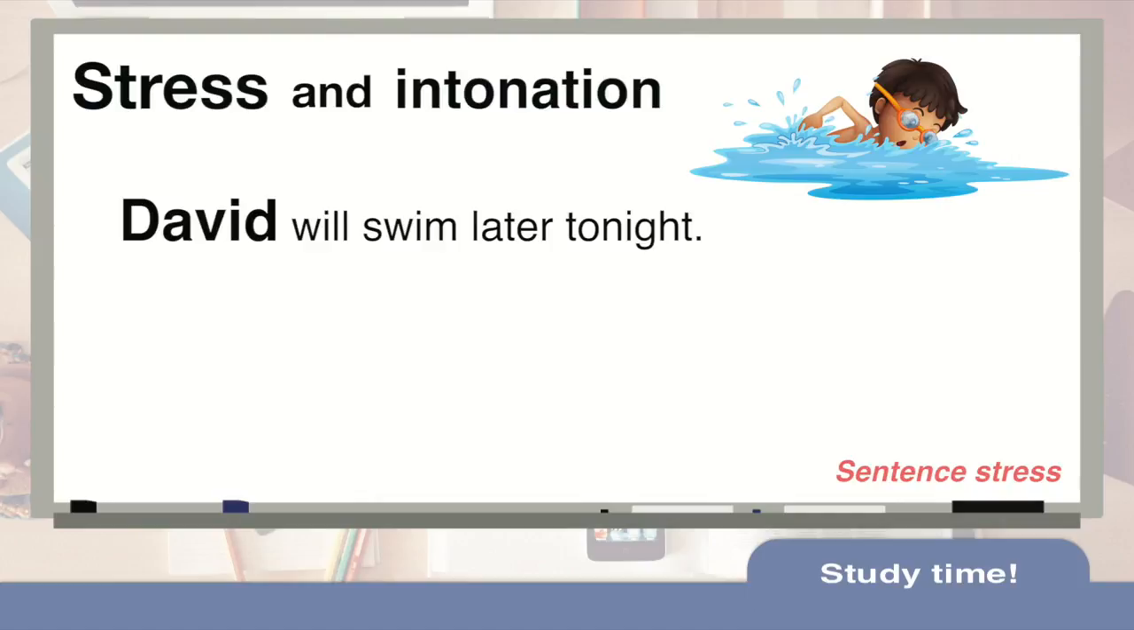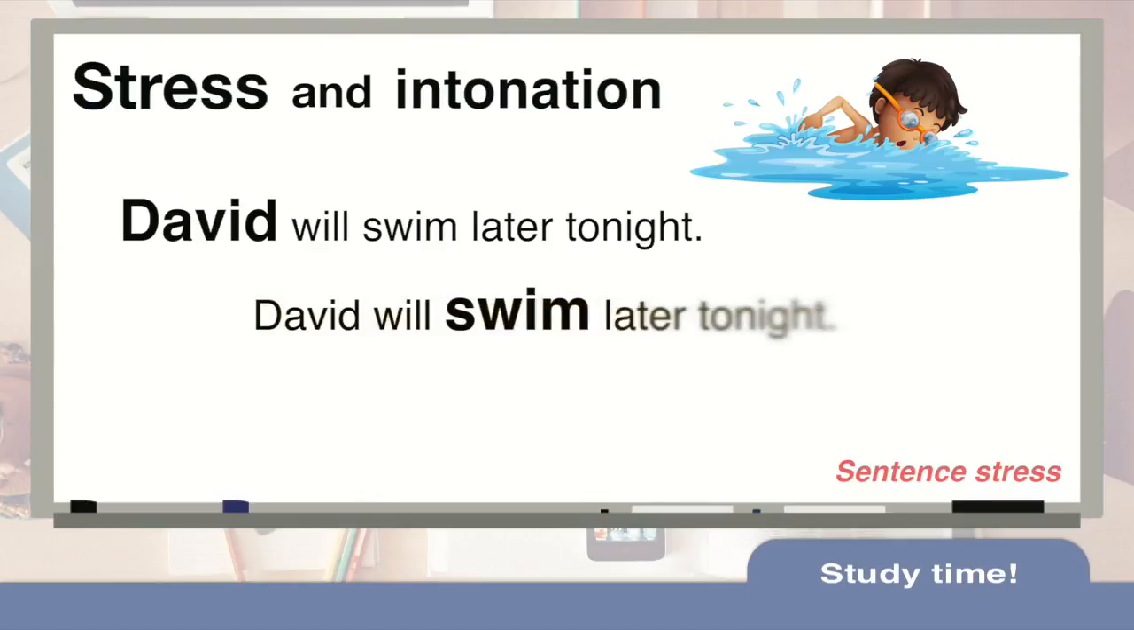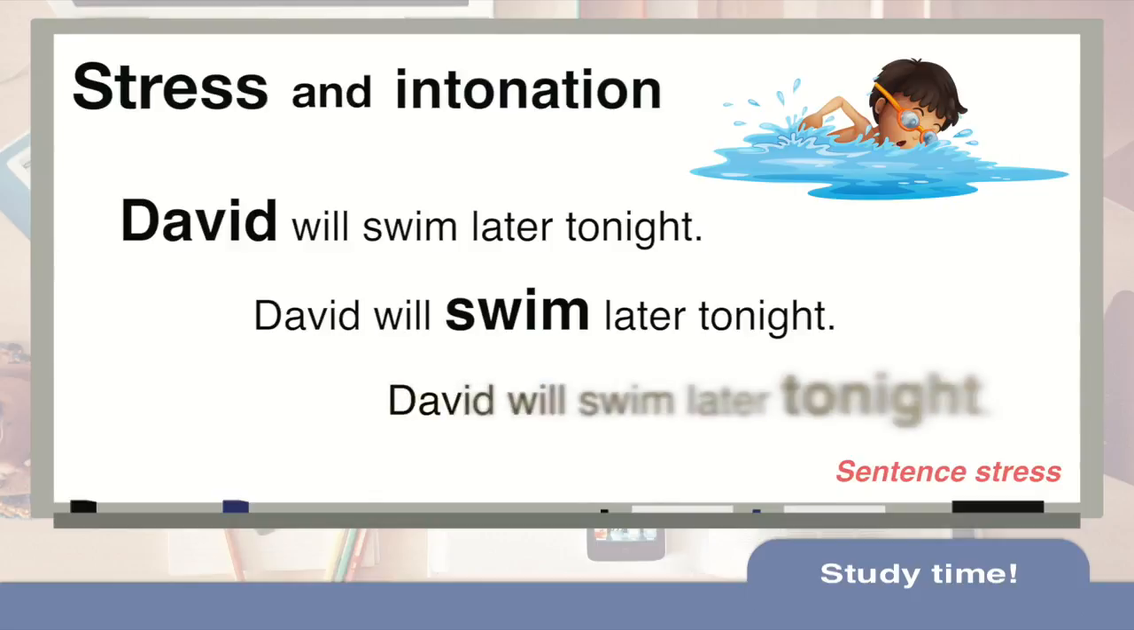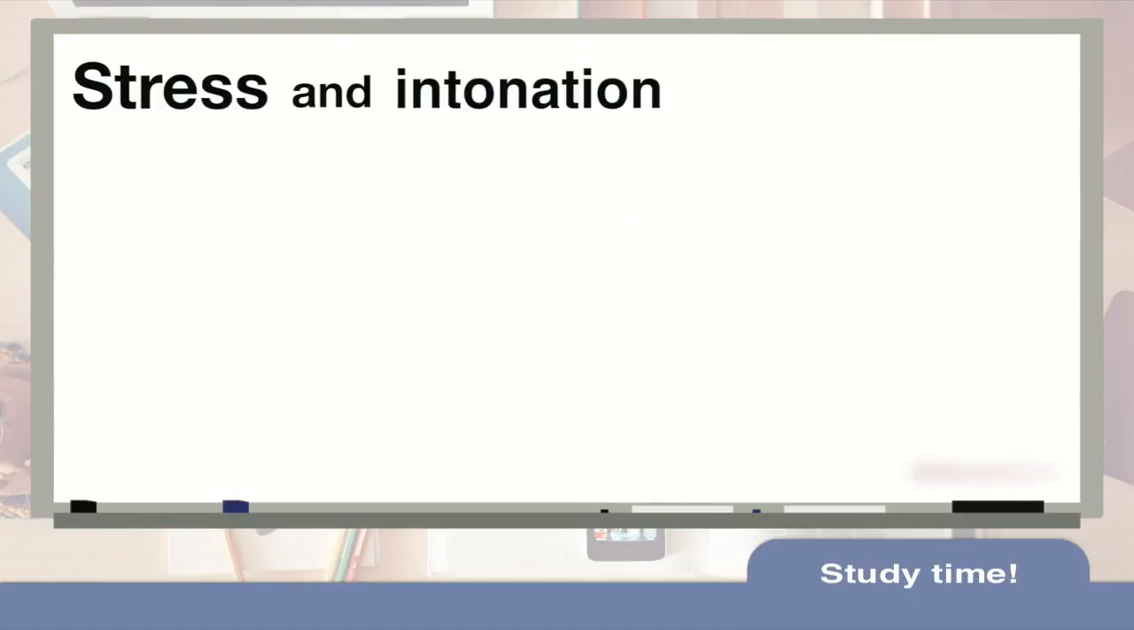For the next example, imagine the question is, what is David doing tonight? The answer would be, David will swim later tonight. For the next example, imagine the question is, when will David go swimming? Where do you imagine the stress would be? David will swim later tonight. As you can see, where we put stress in a sentence can change the meaning completely, so it's really important to think about how you stress certain words in your sentence.